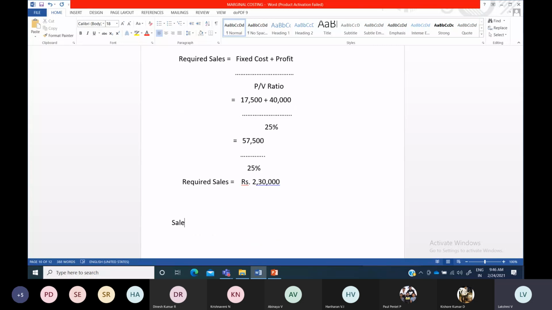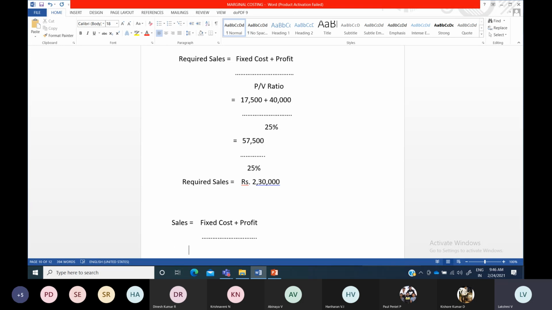So sales is equal to fixed cost plus profit divided by PV ratio. The formula is a must.